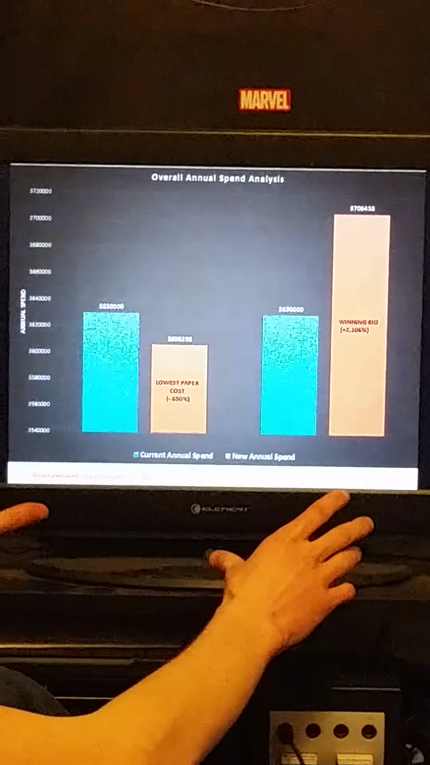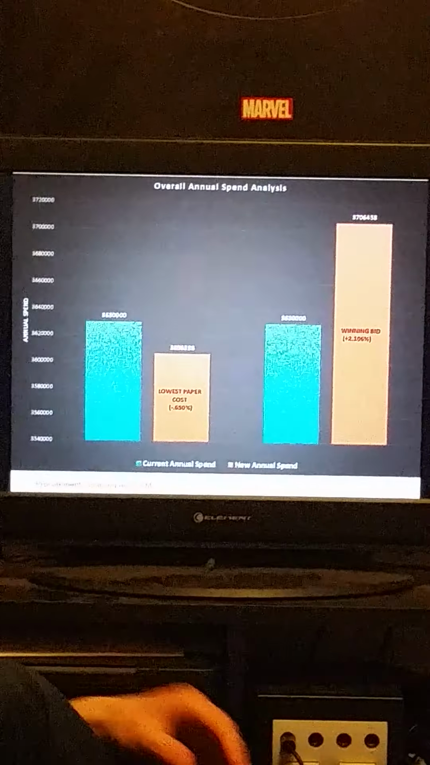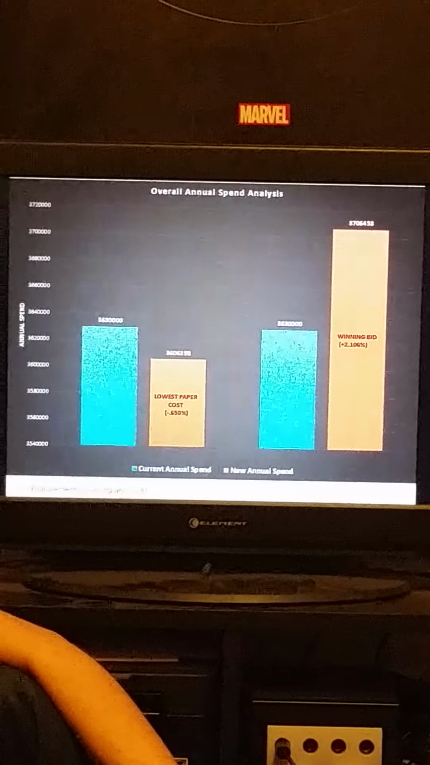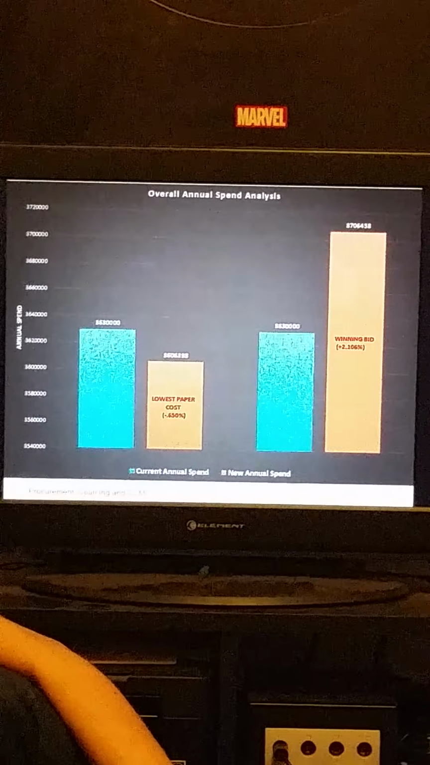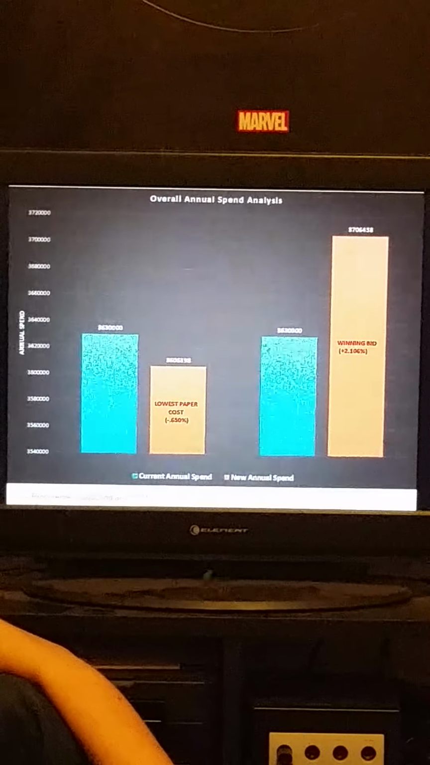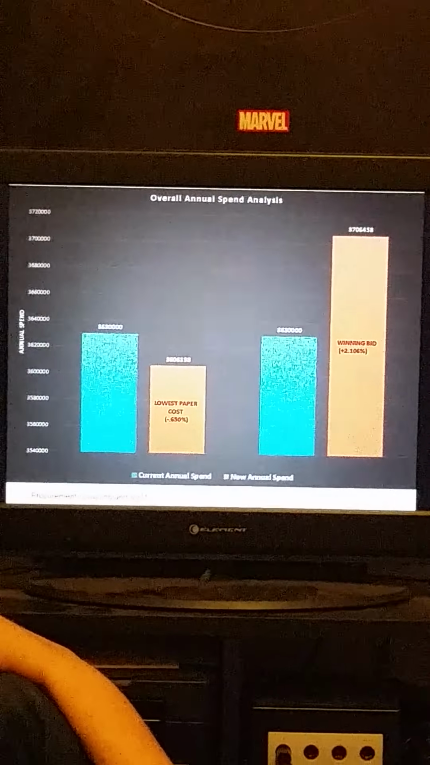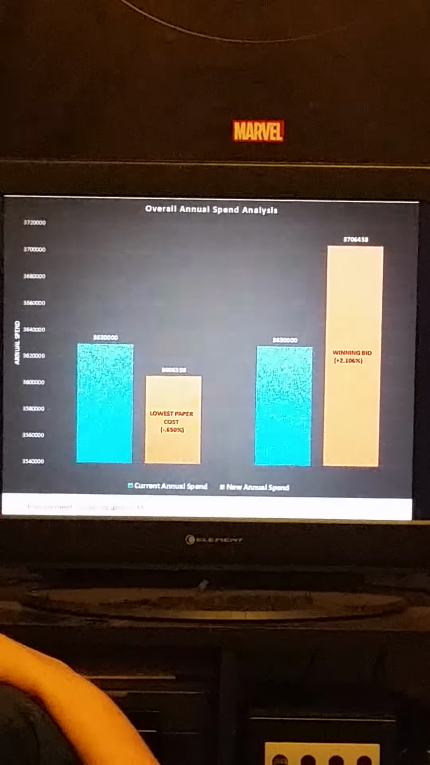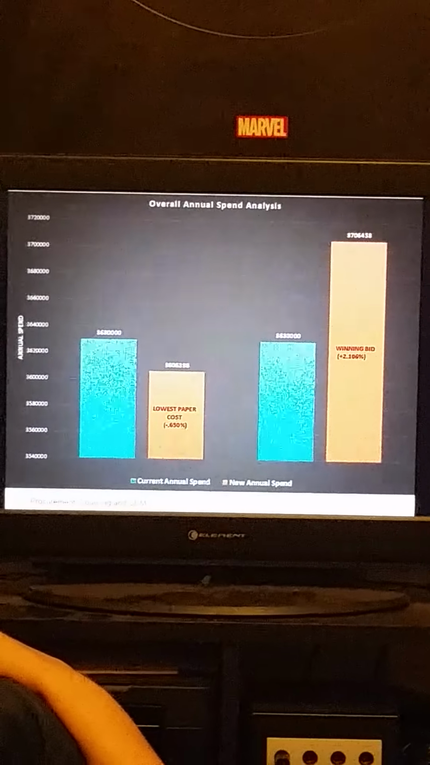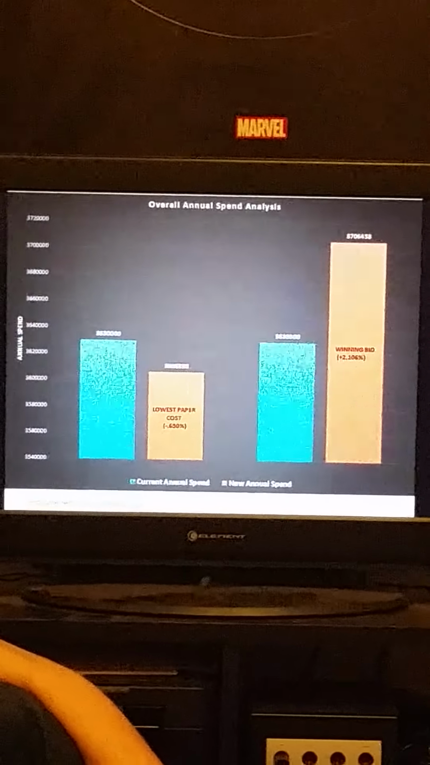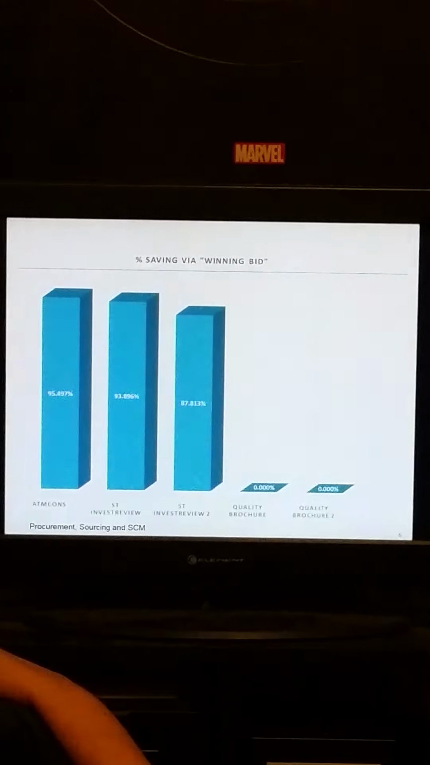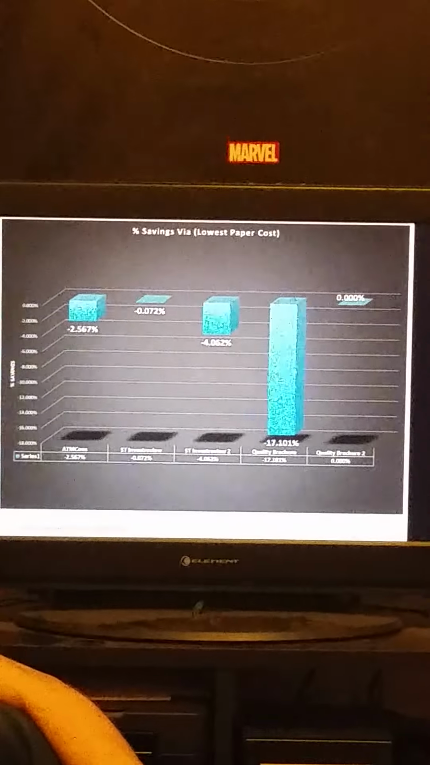This is important. This is the big important guy right here. This is the guy that essentially would be the headliner right here. So this is summing up of which we have covered, and it's the percentages of annual spend that we currently are having, which was a given, which was 3,630,000, and what we could be having given the two options, which was winning bid and lowest paper cost.